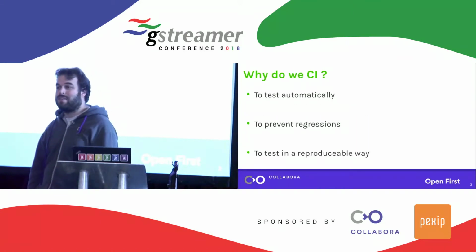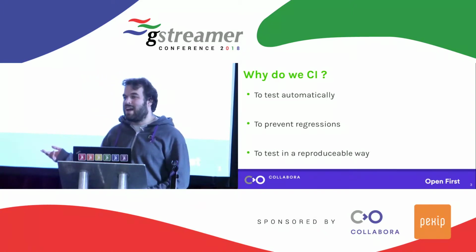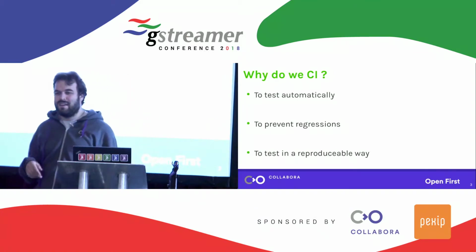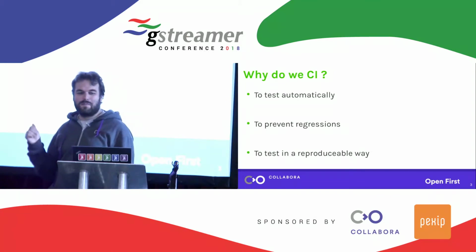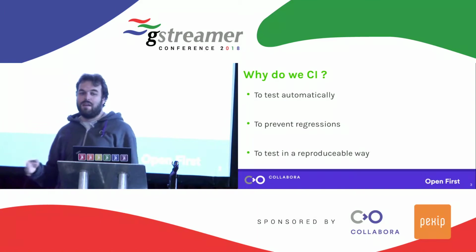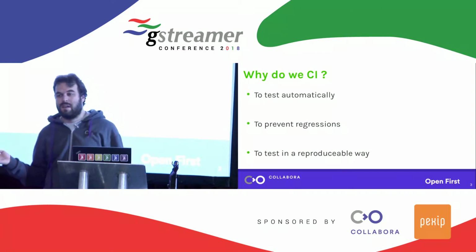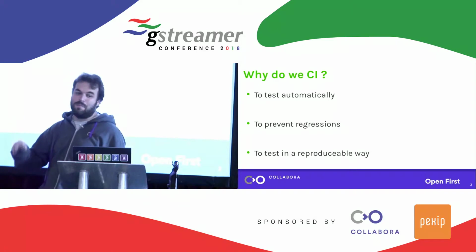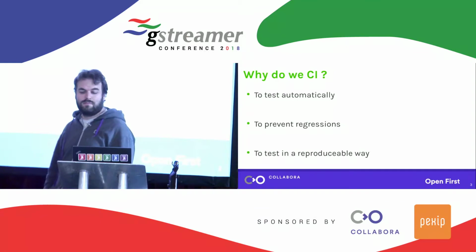So I'm going to talk about CI. CI is continuous integration. And when I say CI, I really mean CI/AT, continuous integration and automated testing. Because doing builds is nice, but testing something is better. So why do we do CI, right? Why do we as a GStreamer community do CI? Because we want to test things automatically. Why do we want to test things? Because we don't want things to regress. We want things that we've made work keep on working. And we want to test in a way that is reproducible.